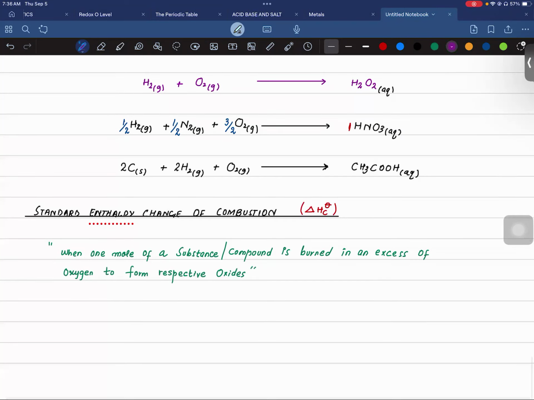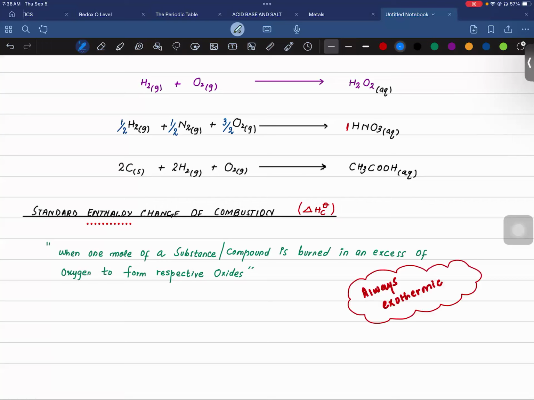I mean to say that, and remember, this is always exothermic, right? Whenever you would be calculating the standard enthalpy change of combustion, you would be getting the negative answers always, okay? What is the difference between a standard enthalpy change of formation and standard enthalpy change of combustion?